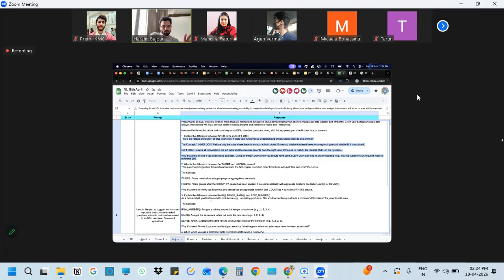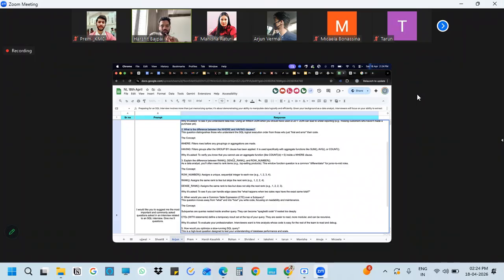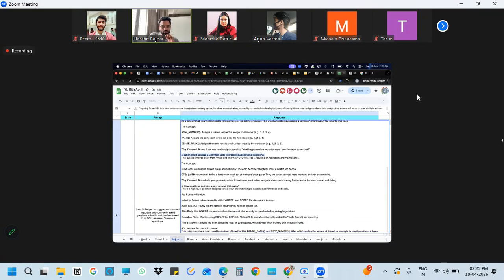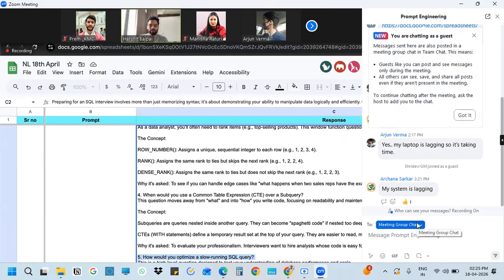So in Arjun's response, I'm getting an inner join, left join question. I'm scrolling down. It has the where and having clause. Second theoretical question is asking me to differentiate between rank, dense rank, row number. This is the third question, CTE versus subquery, fourth question, and how do you optimize a slow running query, right? But ideally in SQL, when you practice, queries are also asked. This is, to be honest, all theoretical questions. Everything is theoretical, right?